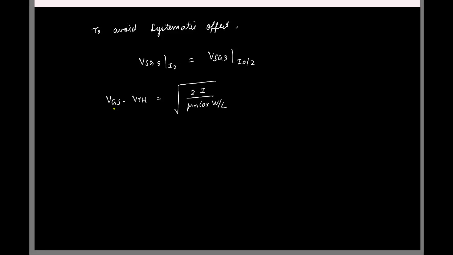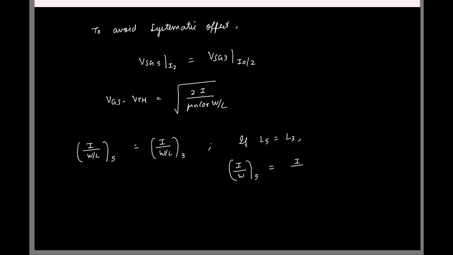So if you want to have the same gate to source voltage, or for a PMOS source to gate voltage, what should be same? I by W by L must be same. Okay, so I by W by L for the transistor M5 must be same as I by W by L for the transistor M3. And usually if you choose L5 to be L3, that simply boils down to the ratios of the widths. I mean ratio of current to the width. That must be same.